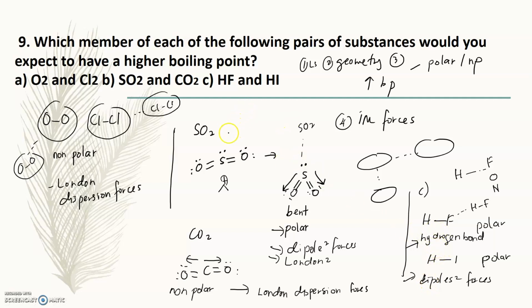For B, sulfur dioxide has dipole-dipole, while carbon dioxide has London dispersion forces. For pair A, both are London dispersion forces. So the member that has a higher boiling point is hydrogen fluoride, in pairing C: hydrogen bond versus dipole-dipole. Okay, that's all for tutorial for B.